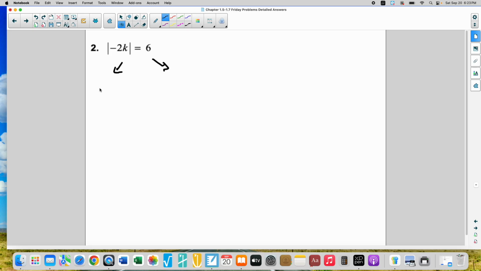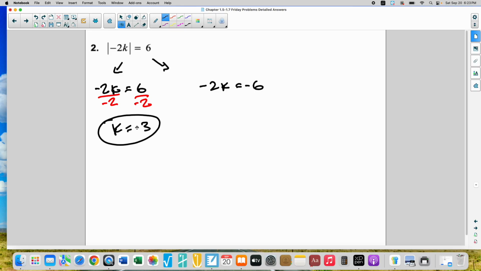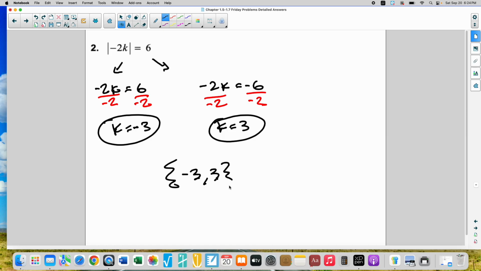We're going to write what's inside. Negative 2k can equal 6, or negative 2k can be equal to negative 6. We'll divide by negative 2. We get k equals negative 3. We'll divide by negative 2. And we'll get k equals positive 3. So my solution set is going to be my two solutions in numerical order.